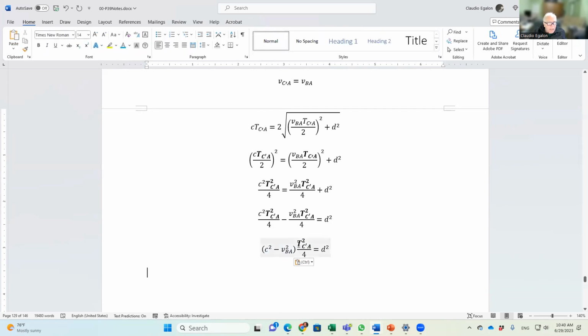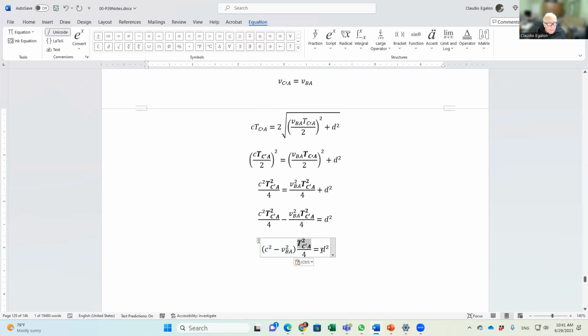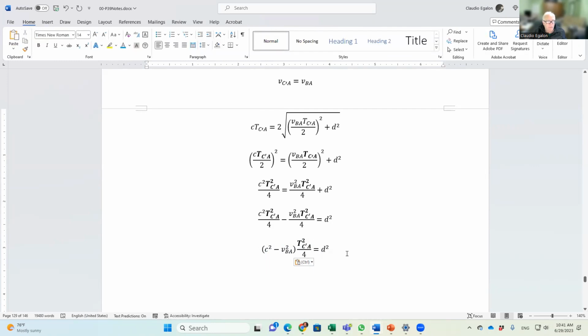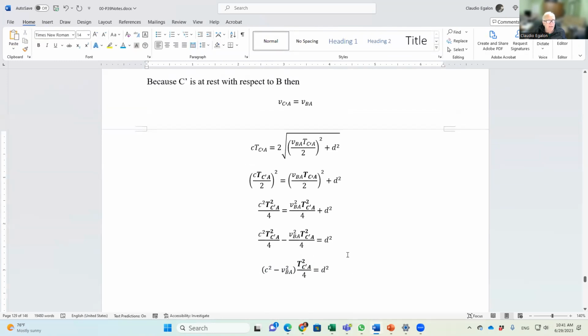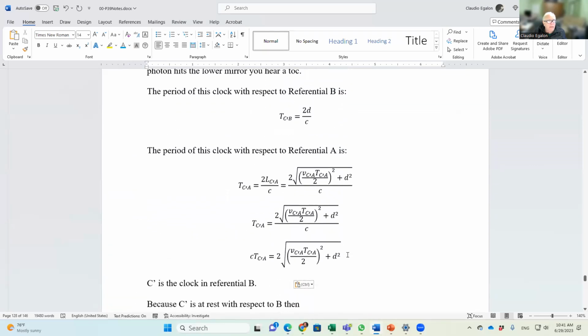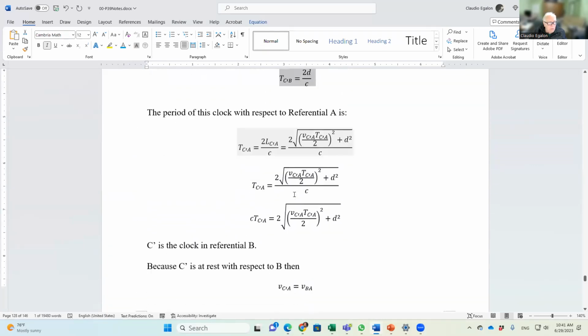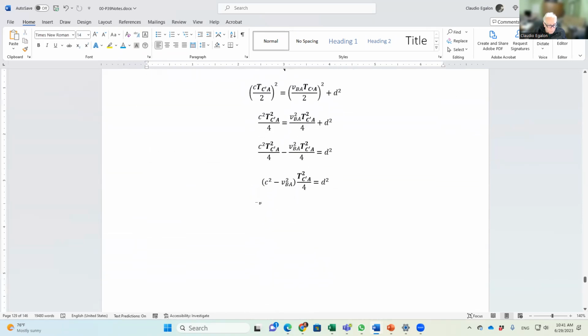And now, see, I have T C prime A here, and I need T C prime B on the other side. There's a way to get T C prime B on the other side. How do we get it? Right in here. Okay. I rewrite D in terms of TC prime B. C, speed of the light, divided by 2. That's what D is.